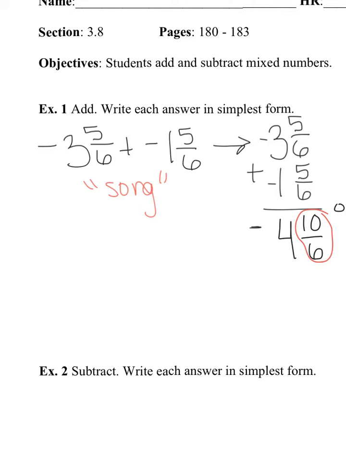Okay, when I think about this, that -4 and 10/6, well, that 10/6 was a 1 2/3 hiding out in there. That means this 4 needs to be bumped to the 5, that -5, and then I need that 2/3 piece that was left over from when I changed that improper fraction to a mixed number. My answer is -5 2/3.